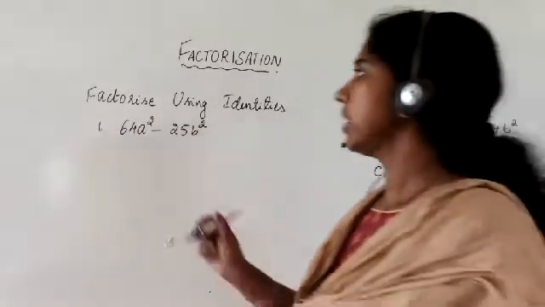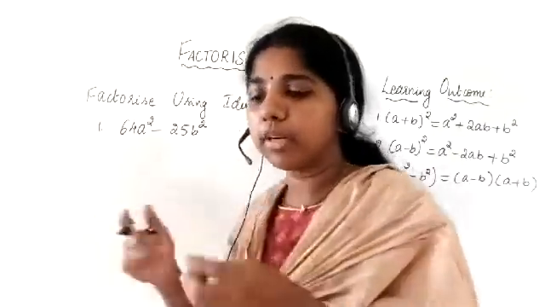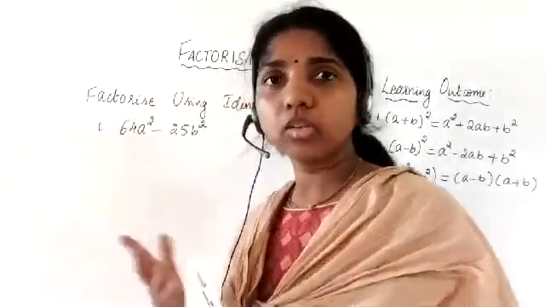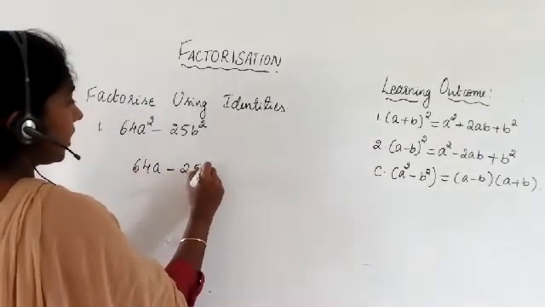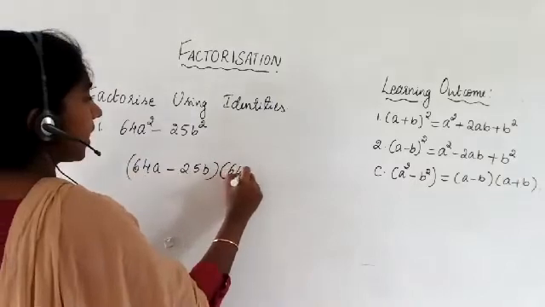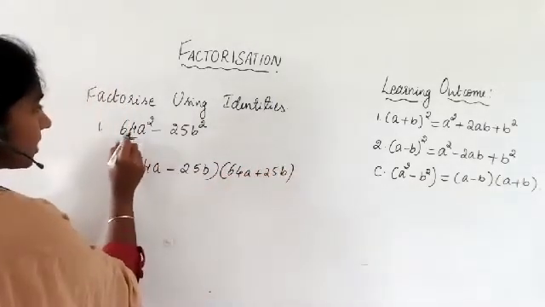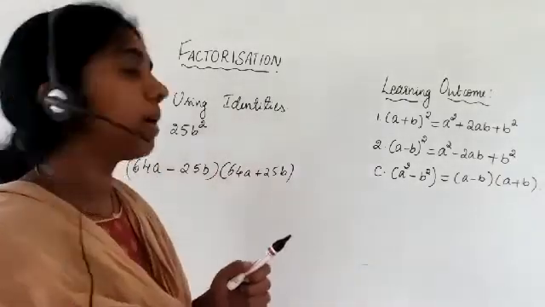Here we have 64a square minus 25b square. Now you will be wondering where the square of 64 is; it is not given. So do we need to write (64a minus 25b) into (64a plus 25b)? No, it is wrong, because we have to factorize. This is not the whole square. Each term is not the power of 2.